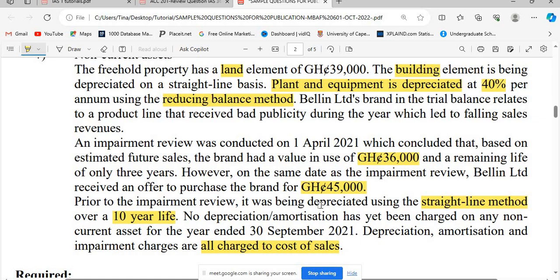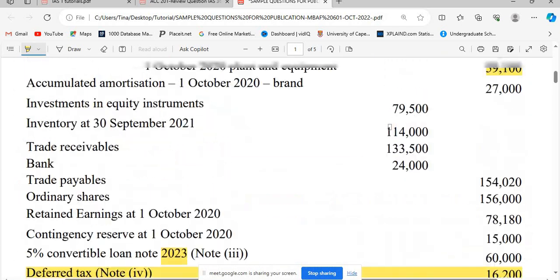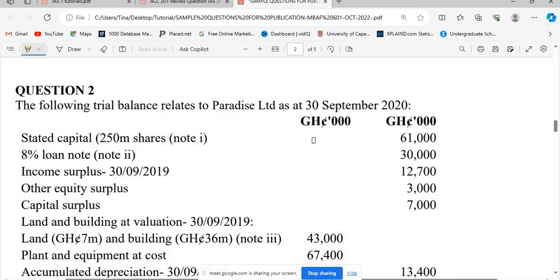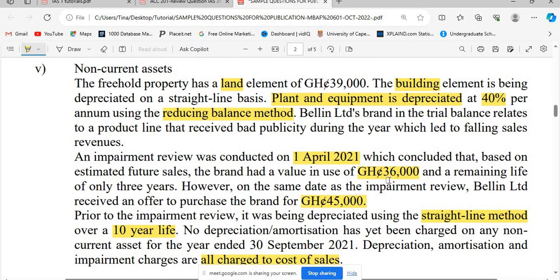Now let's check. Date is very important when you are depreciating an asset. We realize that the impairment testing came to bear at 1st April. So from last year, 2020, from October 1st to April: October, November, December, January, February, March. The start of the year is October, right? So April will not be included because April is the 1st.